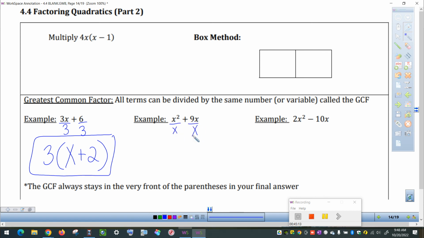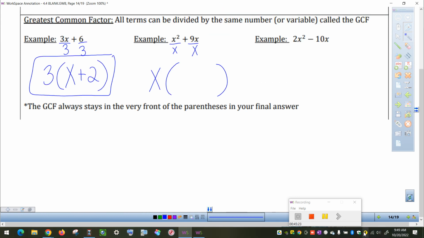So we're going to actually divide both of these by x, and then we have x out in the very front of our parentheses. Well, if we have x squared and we divide out an x, we just have one x left. 9x divided by x is 9.